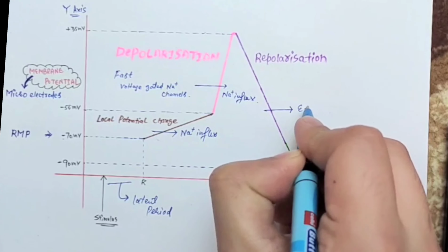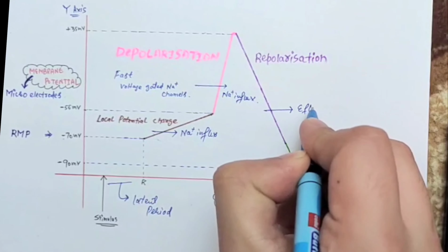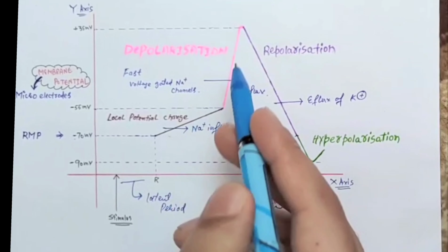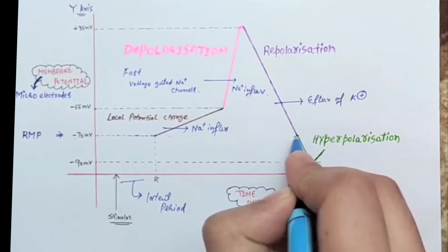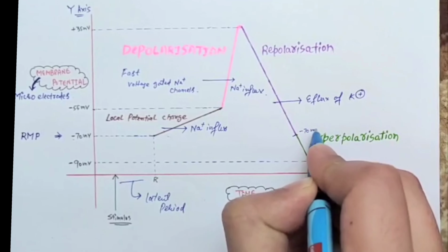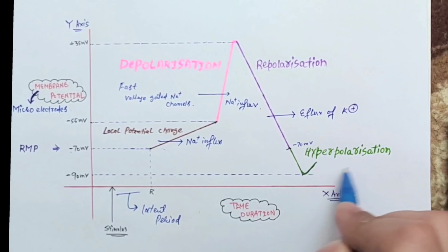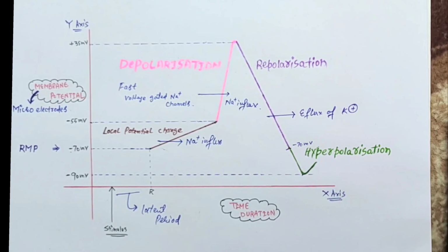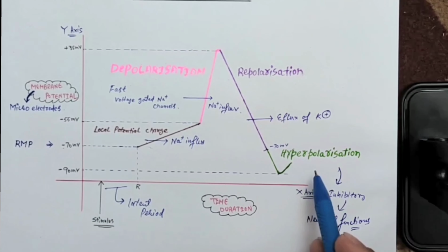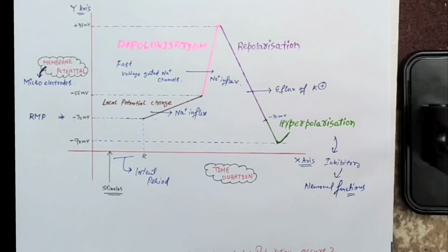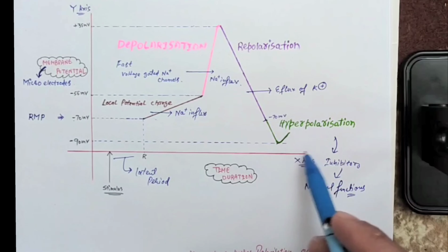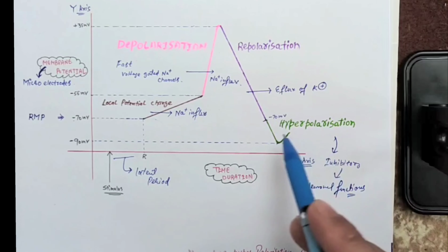Coming to repolarization, the membrane potential drops from plus 35 millivolts to minus 70 millivolts due to the efflux of potassium ions. Even after reaching the resting membrane potential, that is minus 70 millivolts, the potential further drops to minus 90 millivolts, and it leads to the phase called hyperpolarization. We should remember this hyperpolarization is inhibitory to the neuronal functions. But now the question arises, how does this hyperpolarization occur?